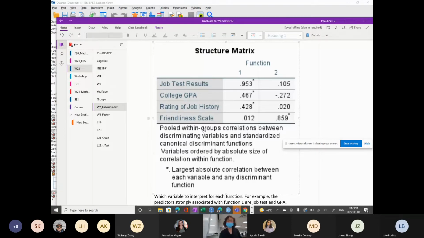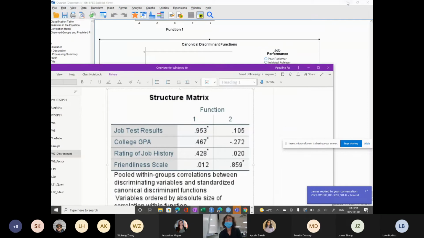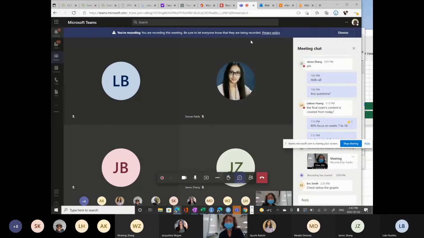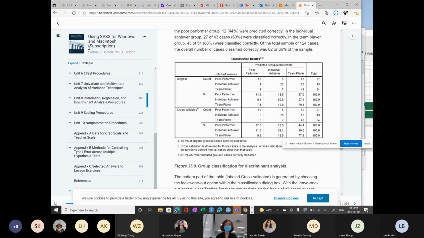All right, so I'm going to check the online students' messages. Any questions, people online? Where is the textbook, to find the exercise? Okay, James, textbook. You have to buy the textbook from the campus bookstore. This is how the textbook looks like. This one here, SPSS for Windows and Macintosh.